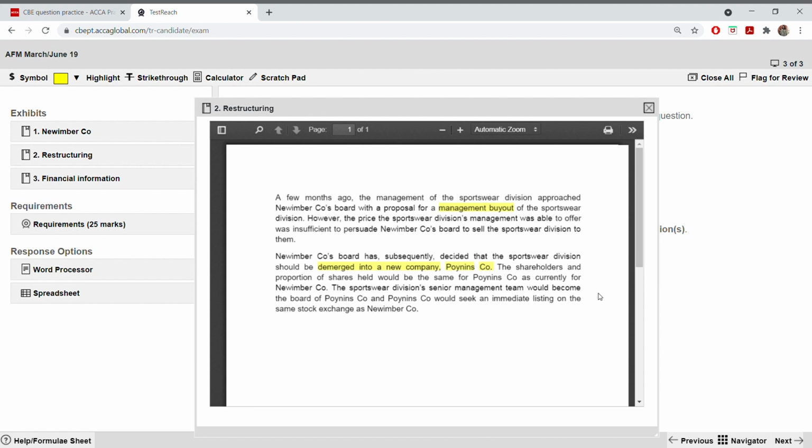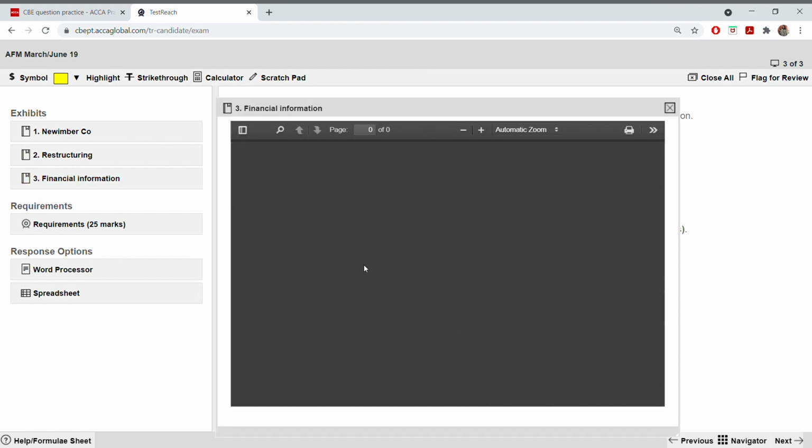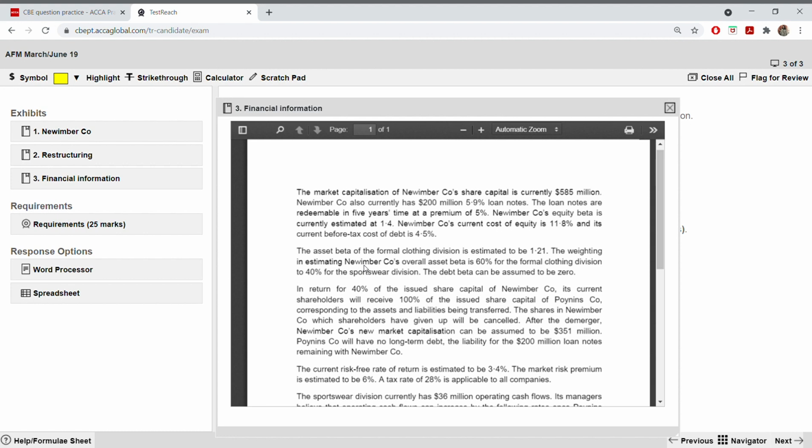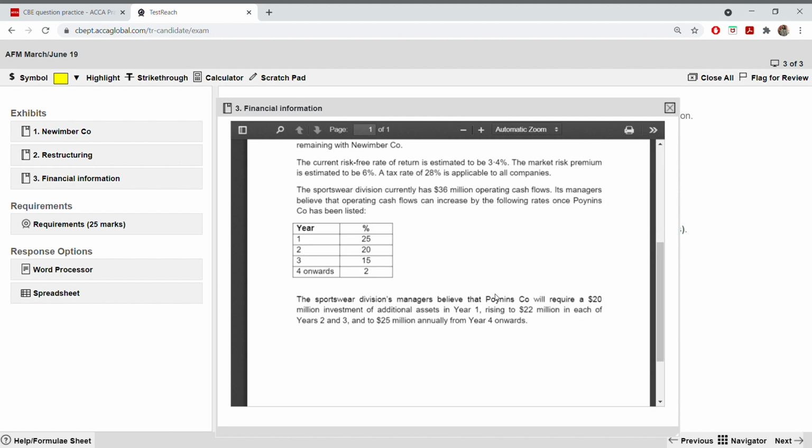So the shareholders and proportion of shares held would be the same as currently for the new company. This is very important. The shares will be the same for the demerged company as they were before the demerger. The sportswear division senior management team would become the board of this new company, with an immediate listing on the same stock exchange as Newcomer. Next, financial information. All the things we need for our calculation are in the financial information, exhibit 3, so definitely this is going to be very important.